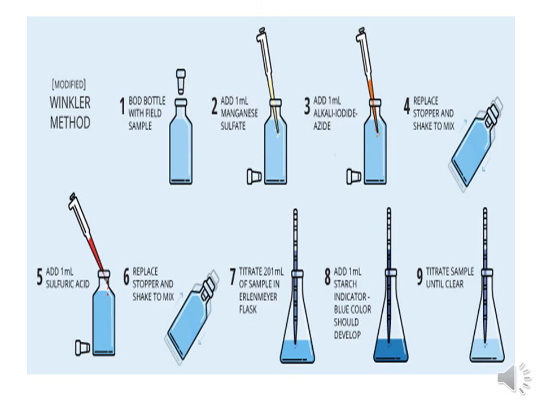This is a BOD bottle with the sample. We add 1 milliliter of magnesium sulfate reagent to it, and add 1 ml of alkaline iodide azide, replace the stopper and shake to mix. Then we add 1 ml of sulfuric acid, replace the stopper and shake to mix, and then titrate it. Take 201 milliliters of sample in a flask and add 1 ml of starch indicator. When we add the starch indicator, the sample color turns blue, and then we titrate the sample until it clears.